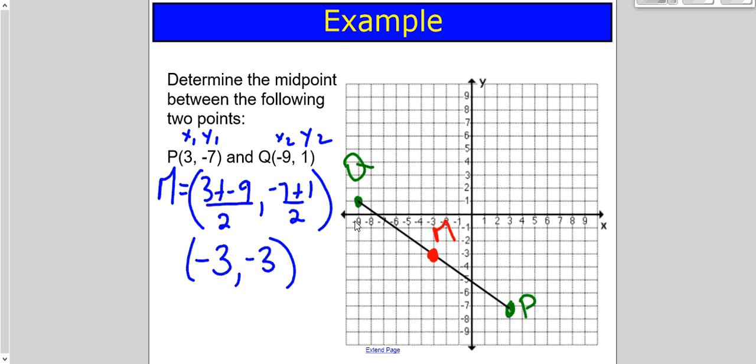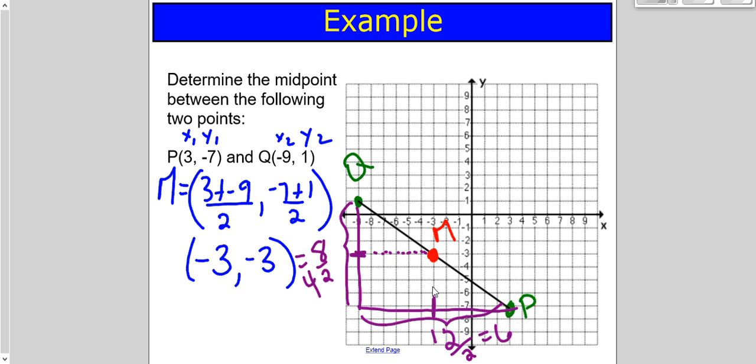Again, we can do what we did before to double check, in that we could make our rise over our run. This is 12. So if I divide it by 2, I get 6. So 1, 2, 3, 4, 5, 6, which is right here. That looks good. And then if I take a look at this side, this is 8 units long divided by 2, which would be 4. 1, 2, 3, 4, which is right here. And sure enough, look at that.